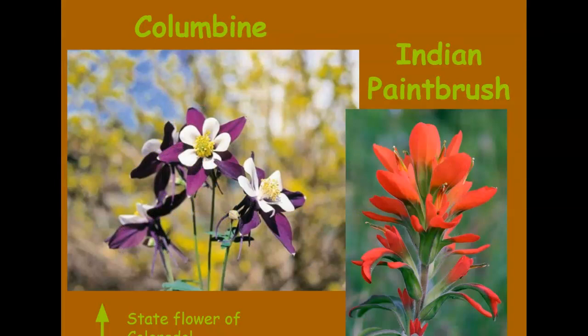Okay, so we have the Colorado Columbine and the Indian paintbrush. These plants are all over in every single life zone, but they do particularly like to live under those beautiful aspens, so they look most stately in this landscape.